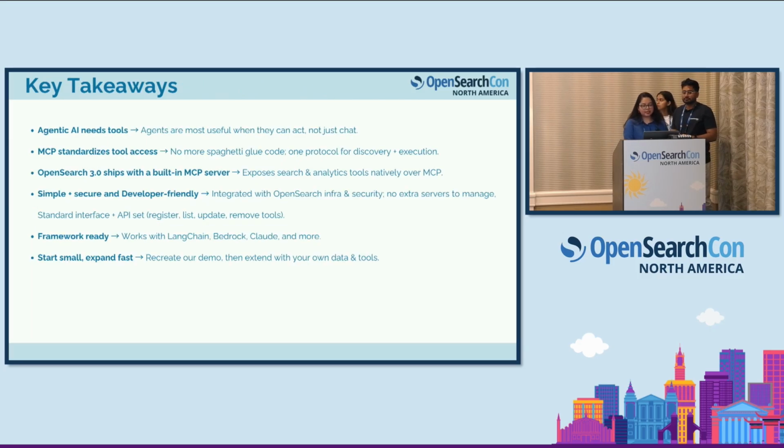Some of the key takeaways from this talk: agentic AI needs tools. Agents are really powerful, but you need to use them wisely. Otherwise, we have seen certain cases where the data is deleted by the agent, so don't do that. That's why it's very important to use a read-only mode. And MCP standardizes tool access. So if you have multiple MCPs, like for maybe Splunk or GitHub or other tools, you can have all of them in a single place rather than going to different LLM models and searching for it.